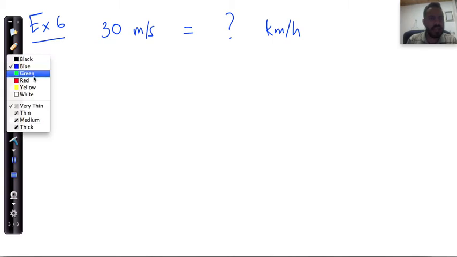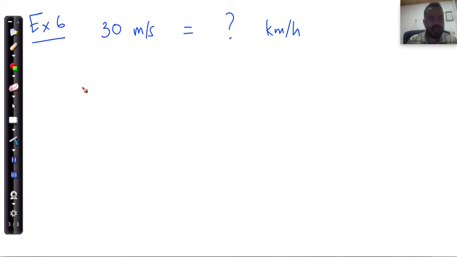Example number 6, and we want to look at an example in which we convert the following from meters per second. I'm going to say it's 30 meters per second is equal to how many kilometers per hour, right? And so a big question mark there. So let's see. If you look at this, I can treat that again as 30 meters in each second. So in 1 second, I've got 30 meters divided by 1 second, right?